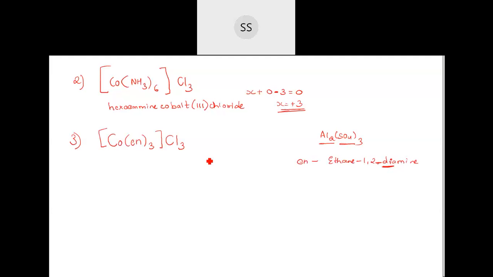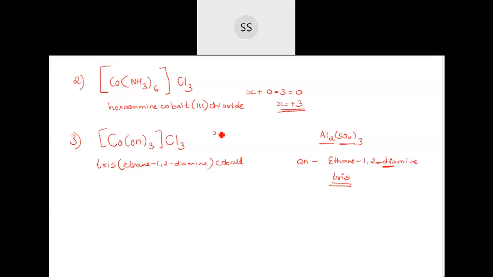Instead, 3 is there, so you can't use tri, sorry. Instead of that, what we have to use is tris, because already a di is being used. So you will write tris, and after that you put a bracket and write the whole name of this ligand. The full name of en is ethane-1,2-diamine. So you write tris, and within the bracket you write ethane-1,2-diamine. Write the whole name of that ligand. Don't use any shortcut.